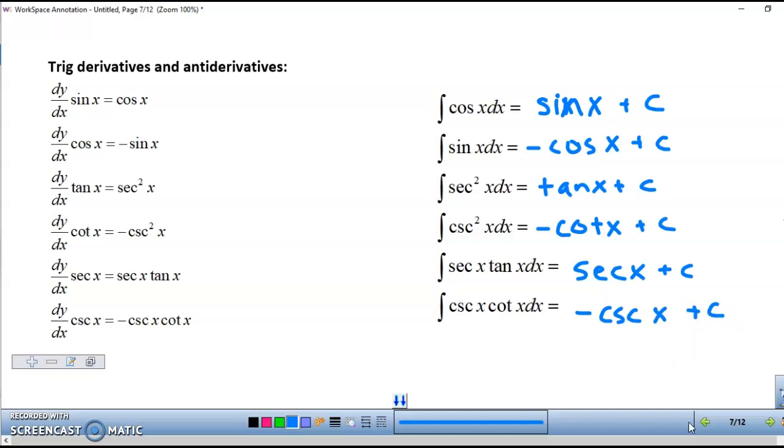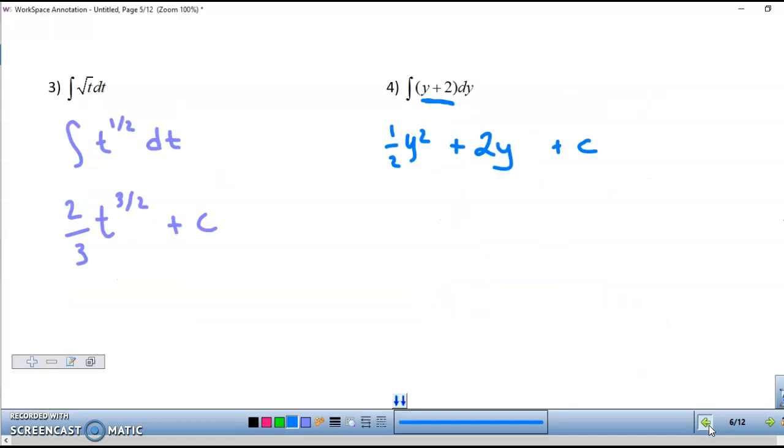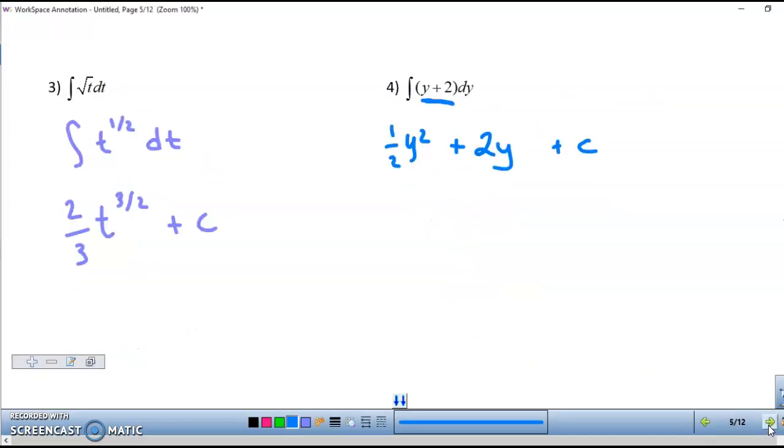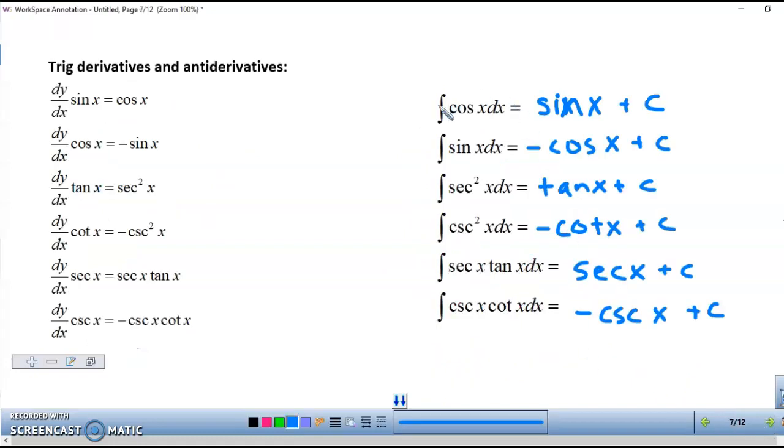Your quiz next class will look a lot like these examples we did here. Okay, so 1 through 6, and you might also need to know some of your basic trig ones. Okay, there's no word problems on the quiz next class, so just stuff that looks like this. Let's go ahead and look at some examples of trig.